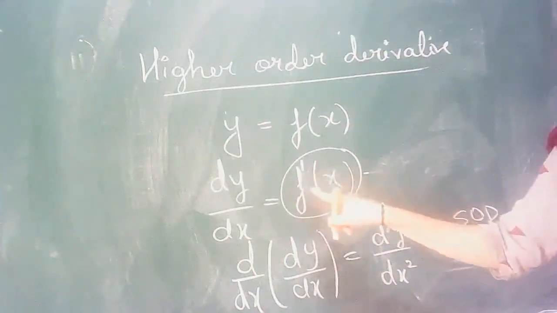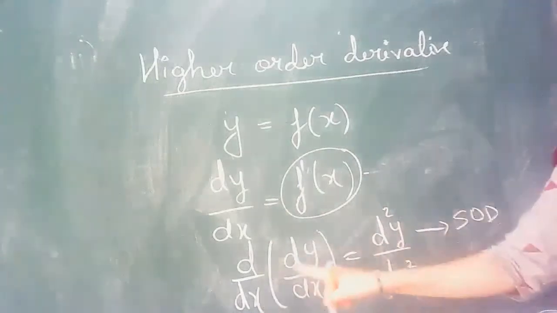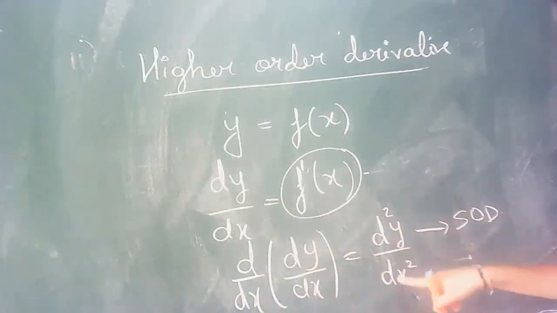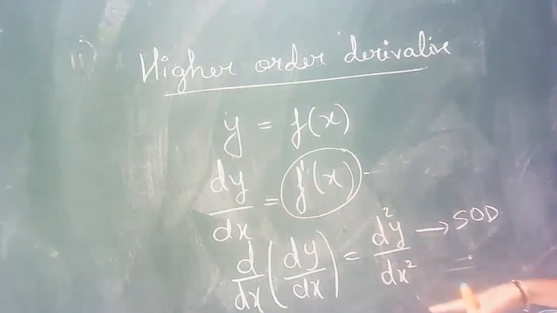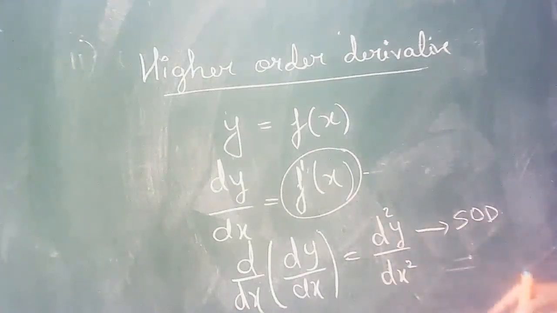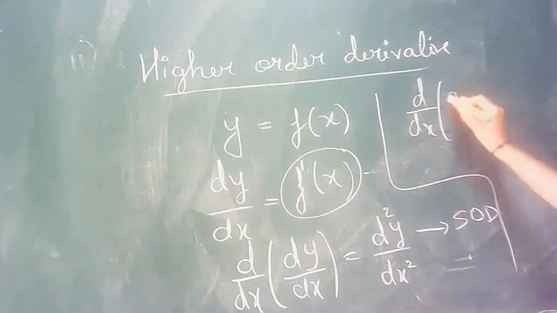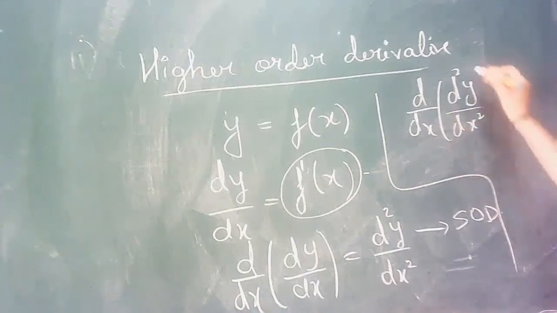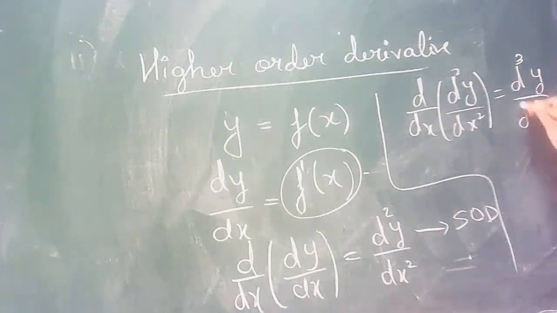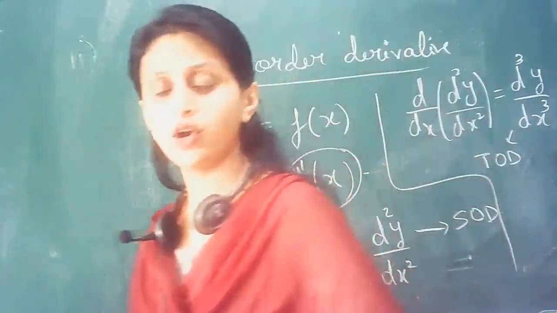So, if this f dash of x is differentiable, and if you differentiate it again with respect to x, what will be, students? d by dx of dy by dx is equal to d square y upon dx square, and you can call it the second order derivative. Similarly, if this d square y upon dx square is again differentiable, you can differentiate it again with respect to x. So if you differentiate it with respect to x, what you get? d by dx of d square y by dx square, and that is nothing but d cube y by dx cube. And this is nothing but the third order derivative.